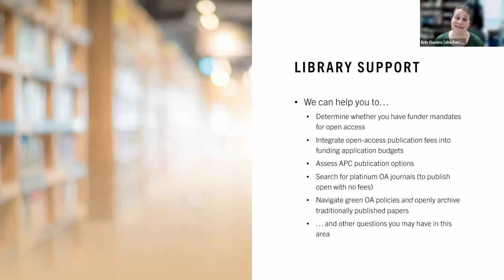We can help you to assess different APC publication options, helping us to weigh when it may or may not be worth paying. We can help you search for diamond or platinum OA journals, places where we may be able to publish openly with no fee being charged. We can help you to navigate those green OA policies and openly archive traditionally published papers according to a publisher's permissions. And really, ultimately, we can answer any other questions that you may have in this area as it pertains to open access or traditional publishing.